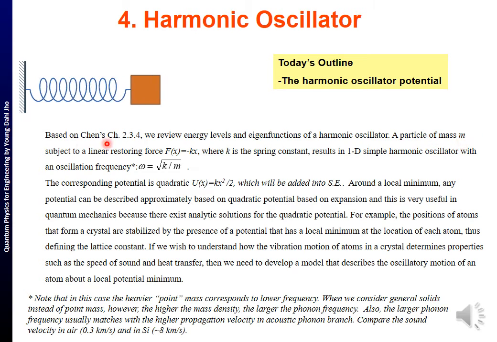A particle of mass m subject to a linear restoring force Fx equal to minus kx, where k is the spring constant, results in a one-dimensional simple harmonic oscillator with an oscillator frequency omega equal to square root k over m. As shown here, the yellow block, which is a particle with a mass m, is attached to a fixed wall by a spring with a spring constant k.